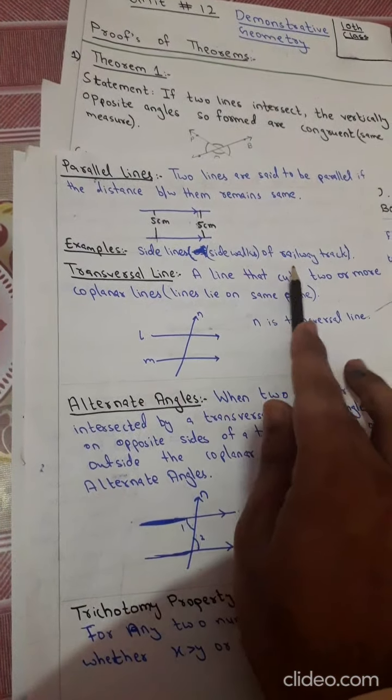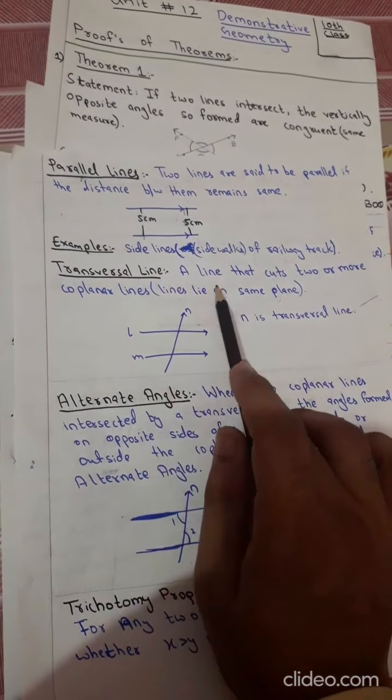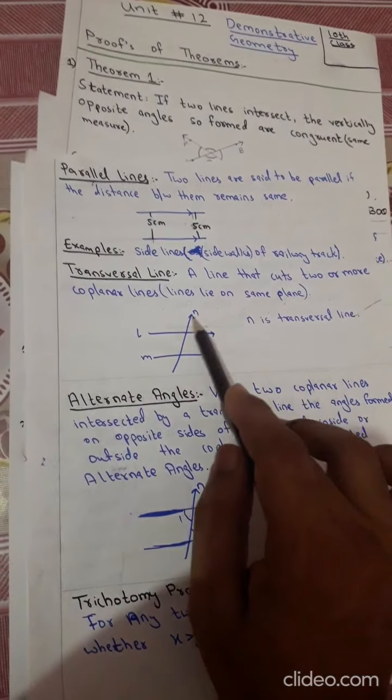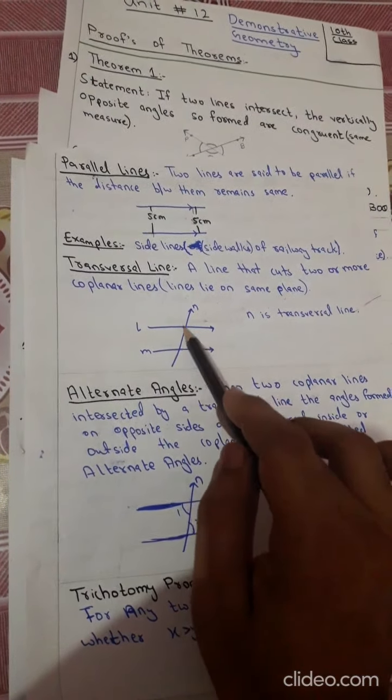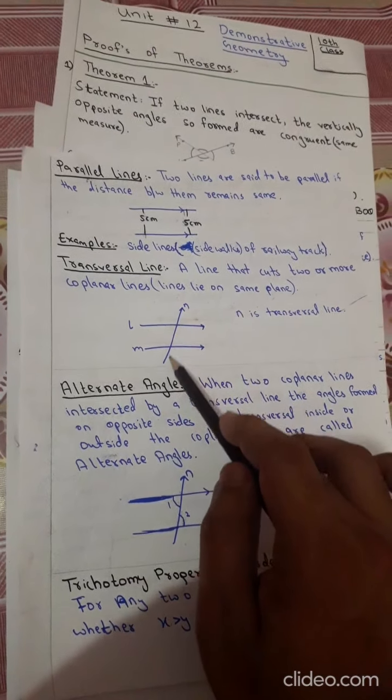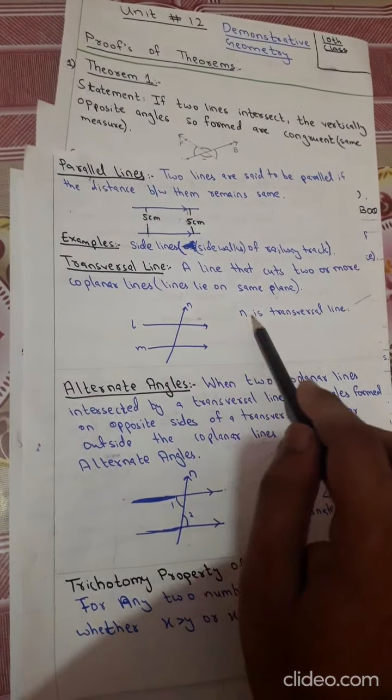Side lines, sidewalks of a railway track, are an example. Transversal line: a line that cuts two or more coplanar lines. Coplanar means lines lie on the same plane. These are the two lines lying on the same plane, L and M. If this line N is cutting two coplanar lines, then N is a transversal line.